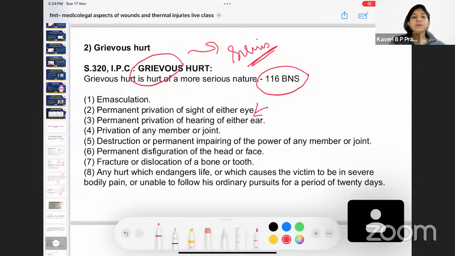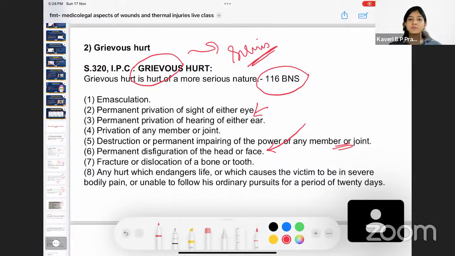Or there could be destruction or permanent impairing of the power of any member of the joint. Permanent disfigurement of head or face. Remember, whenever there's a disfigurement of head or face, especially in those people who are involved in cinema or media, news anchors, or somebody whose face value is going to represent a lot, in those cases, the punishment of grievous hurt is going to be even more.